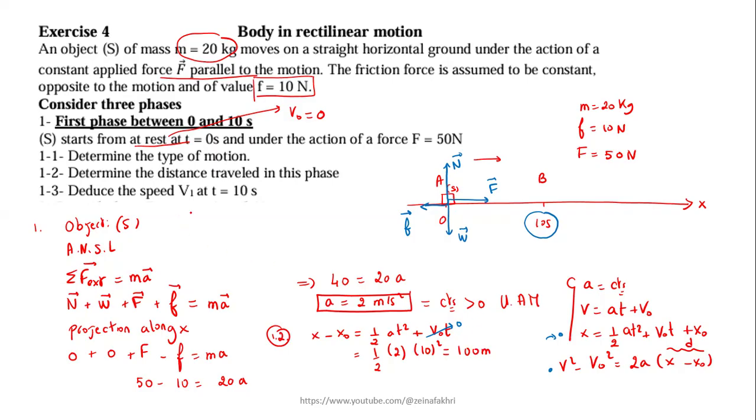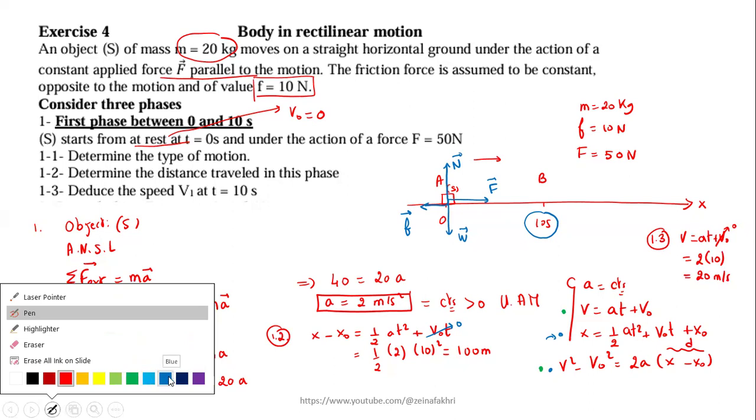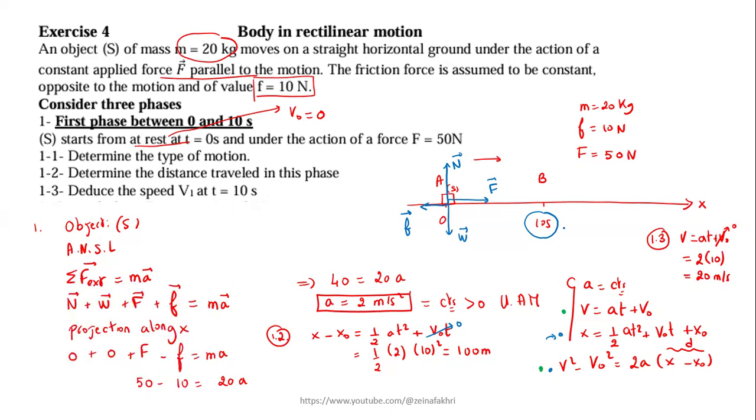The last question is: deduce the speed V1 at t equal 10 seconds. Again, to find the speed, where do I have the speed? We have it here and we have it here. But since we have the time, we can use the time equation. So I write it here. This is 1.3. V equals at plus v0. The initial speed, as we said, is equal to 0, and the acceleration is 2, the time is 10, so we'll get 20 meters per second. This means that when the object moves until it reaches 10 seconds, its speed is equal to V1 equal 10 meters per second.